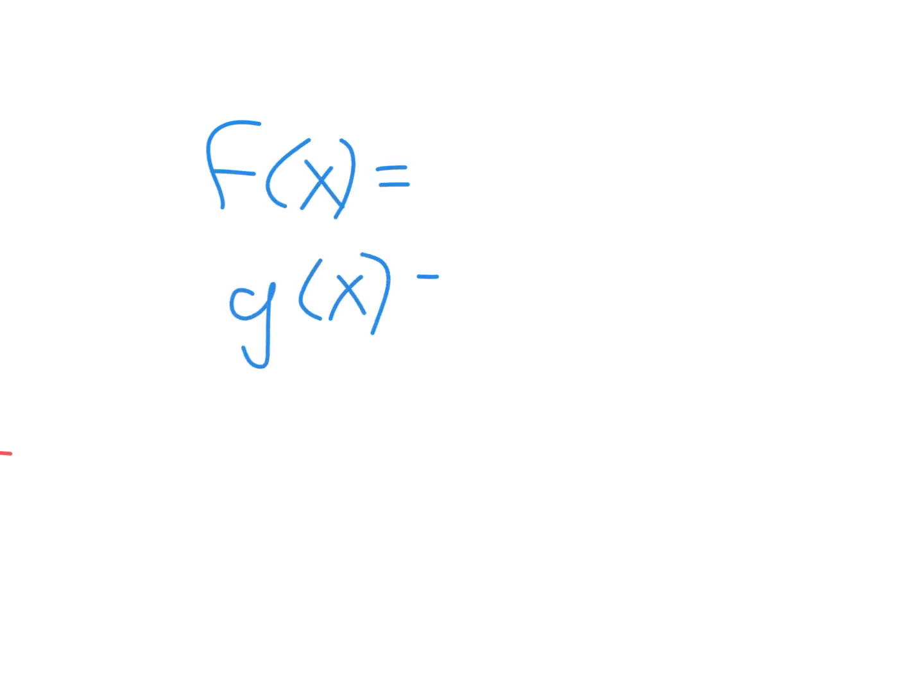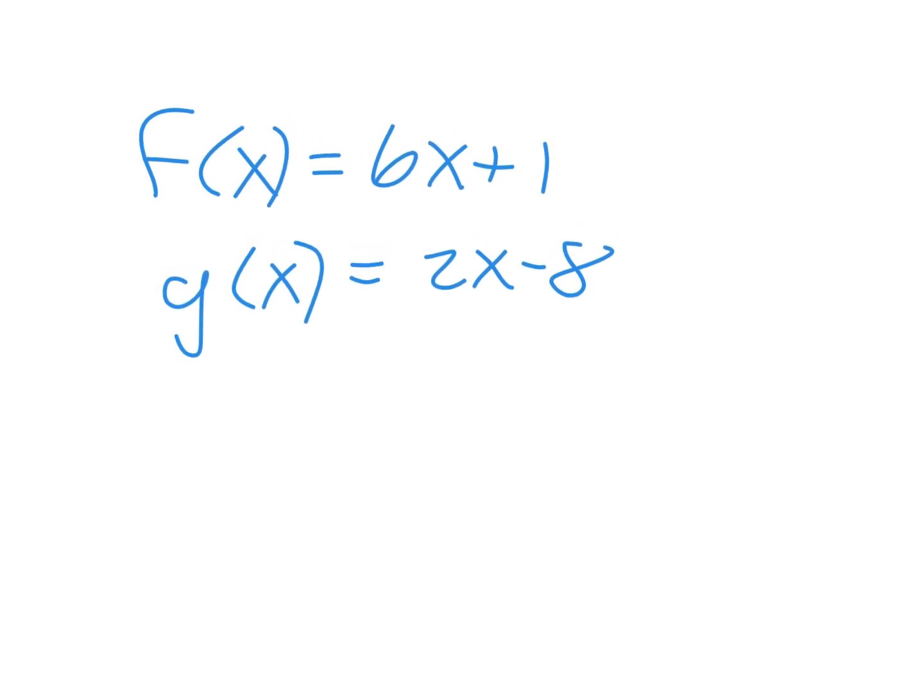So, two functions. Go back to f of x and g of x. Nice, simple, two letters that we use the most. 6x plus 1 and 2x minus 8. Here are the three kinds of problems that we have. One, super simple. You just say f of 2, just means stick 2 in it.